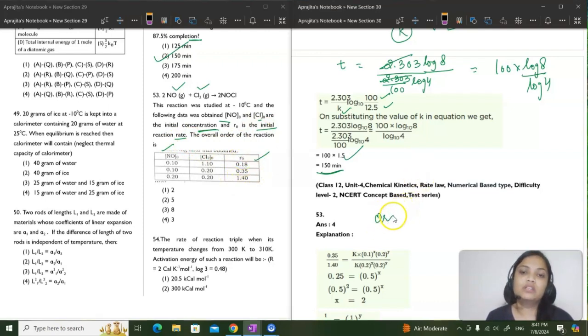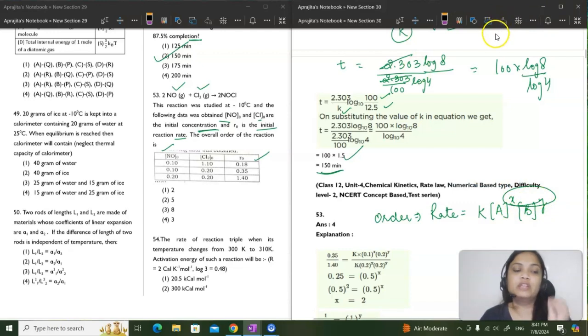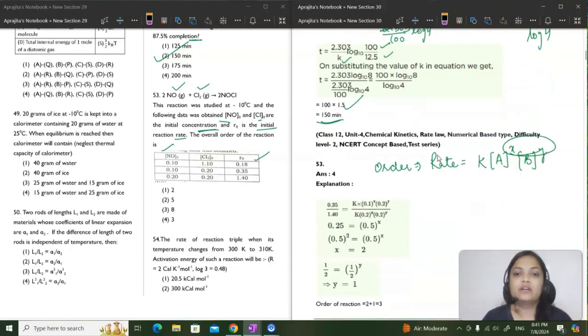So you know students, the order of the reaction is calculated from the rate law. It says that the rate of the reaction will be K into, if I am having two reactants, A to the power X, B to the power Y. So the order of the reaction will be the sum of these coefficients in the rate equation, which means X plus Y. From here we can calculate the value of X plus Y.